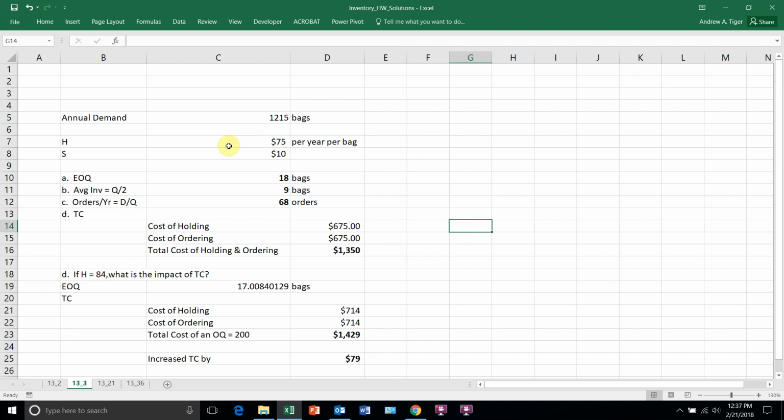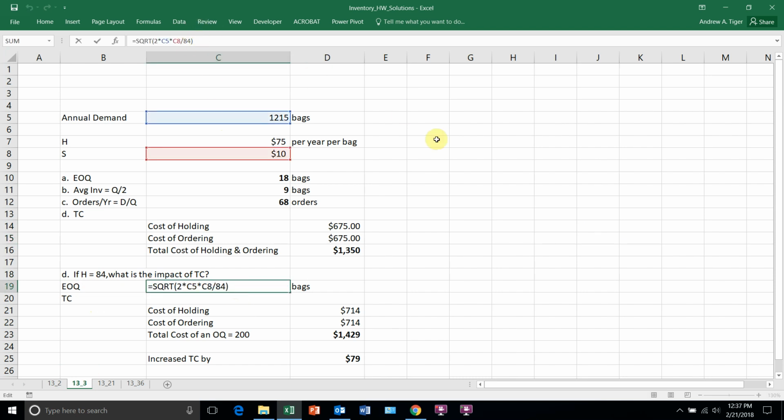So instead of $75, it becomes $84. Well, what you should do then is recalculate your order quantity. If the cost drivers change, your order quantity needs to change. You need to go redo it, where in this case, rather than it being $75 to carry a bag, it's now $84. If you do that, you get a new order quantity.